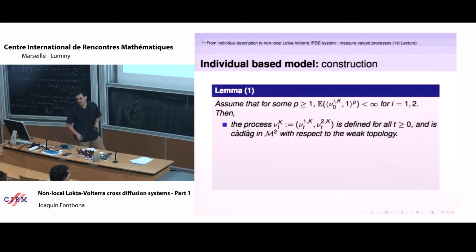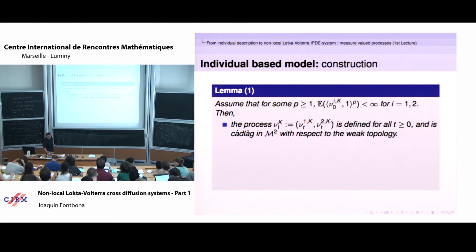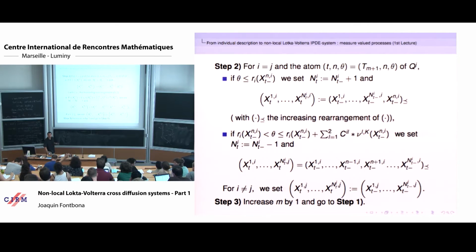Okay, so the first remark is that this... Are there any questions for this part? So the Brownian motions, yes, you only rearrange them when there is a jump. Yes, yes. And only for the population where there was some change. Okay?